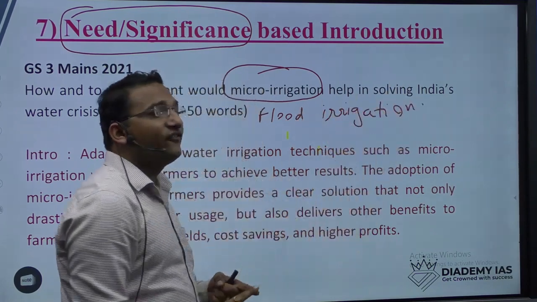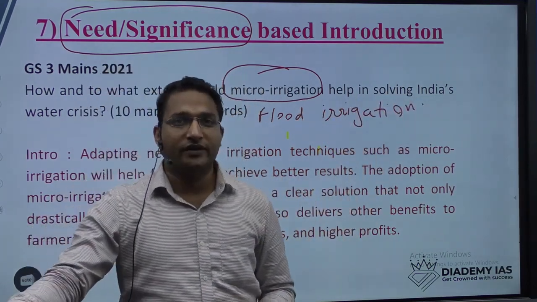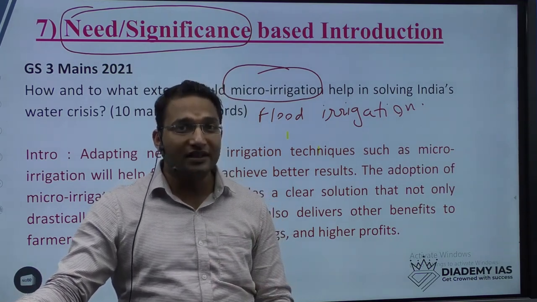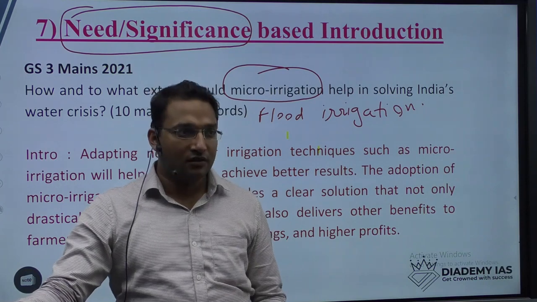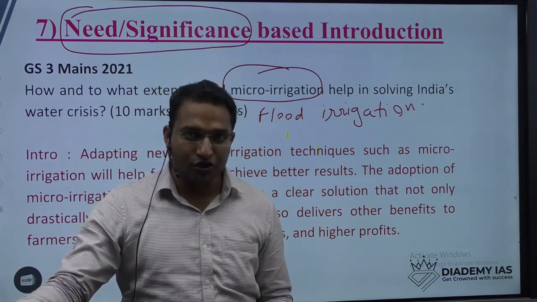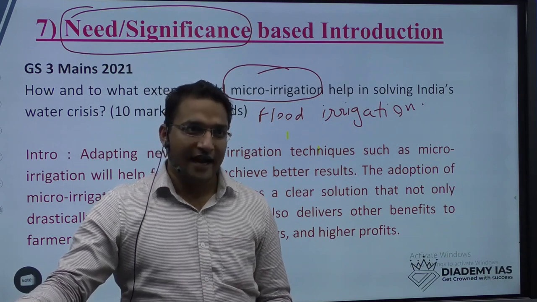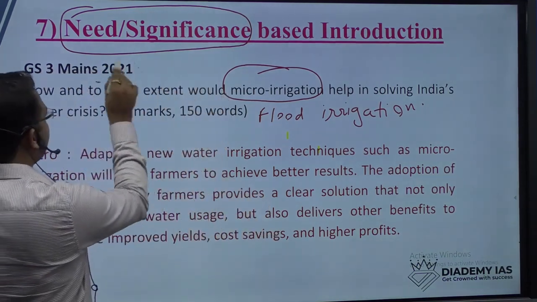The problems in the flood irrigation, we can talk about that. That is one kind of introduction, and this can be used mostly in the new concept. For example, evergreen evolution, renewable energy, we can use this. And this is the question of Mains 2021.